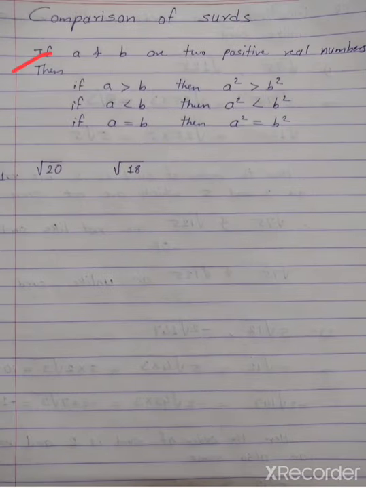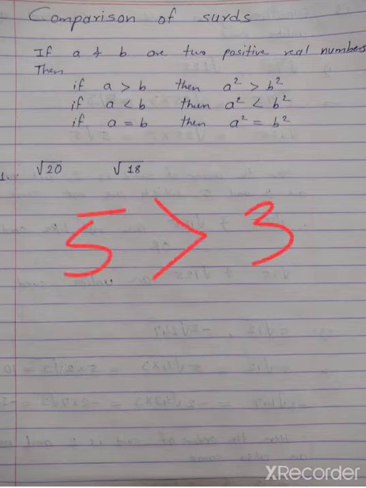Suppose a and b are any two positive real numbers. If a is greater than 1, then its square is also greater than 1. Suppose here I am taking 5 and 3. You know 5 is greater than 3, so if you square it, you will get 25 and 9.